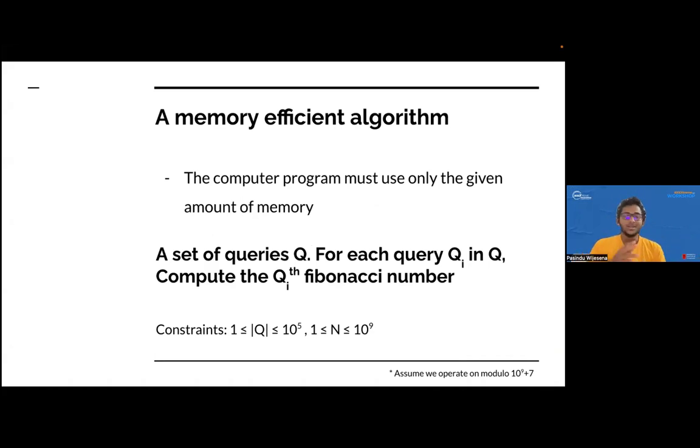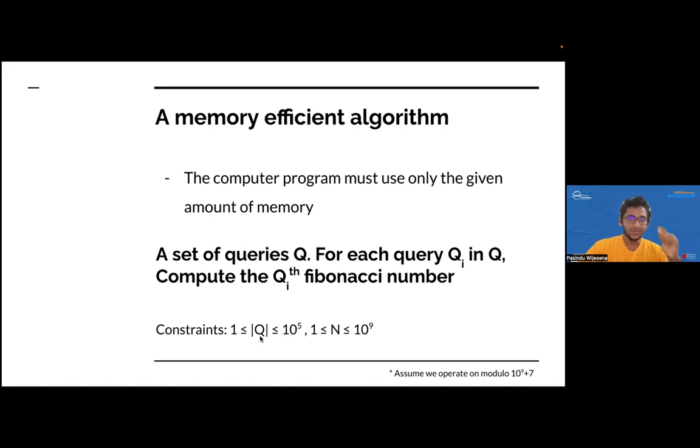To understand how this affects the solutions that we come up with, let's take another example question. Here what we have is the same Fibonacci problem, but I have modified it a bit. Now what we get is a set of queries Q. And for each query Qi in this set Q, we need to compute the Qith Fibonacci number. Now we have been given the constraint. The size of the set Q is going to be 10 to the power 5.